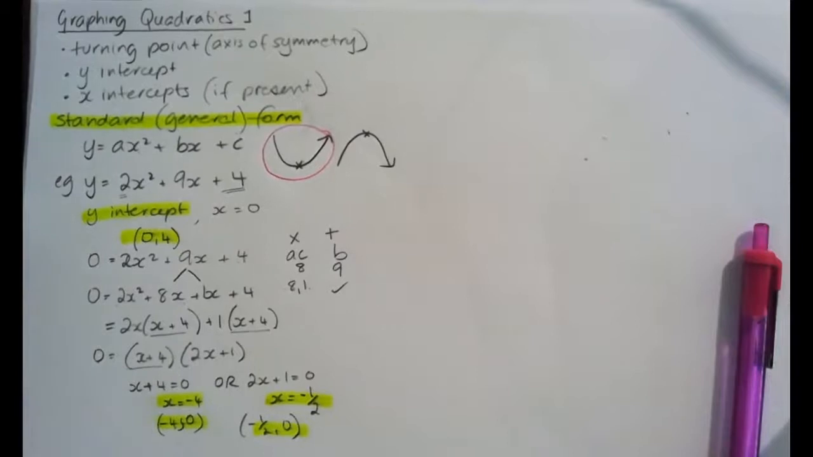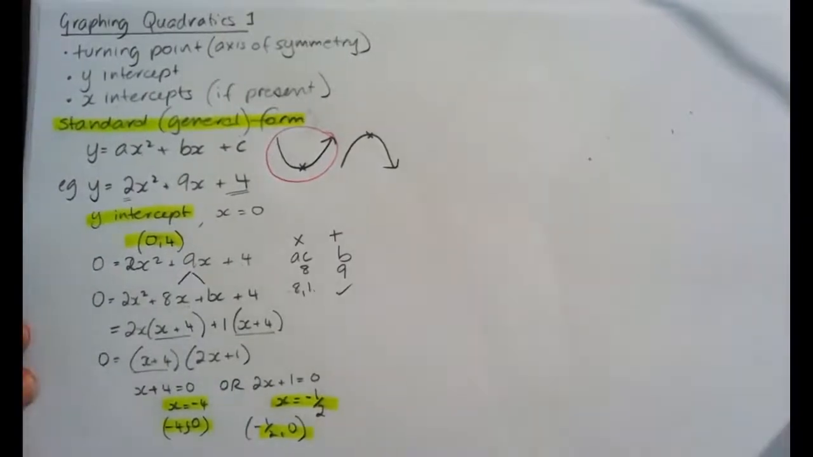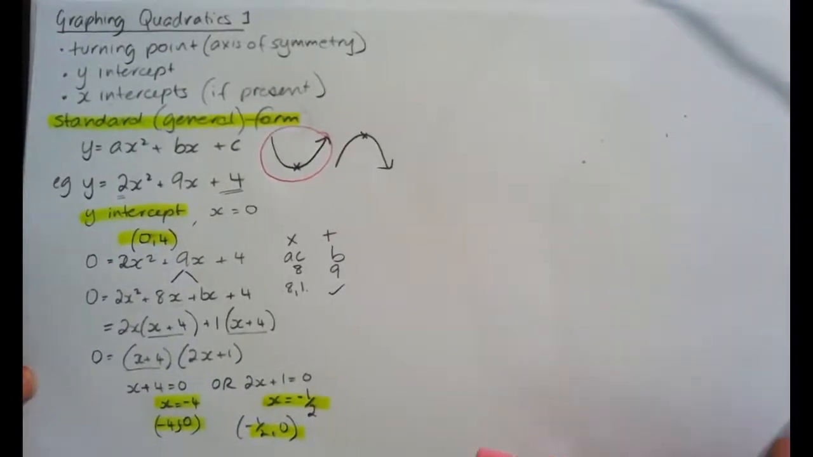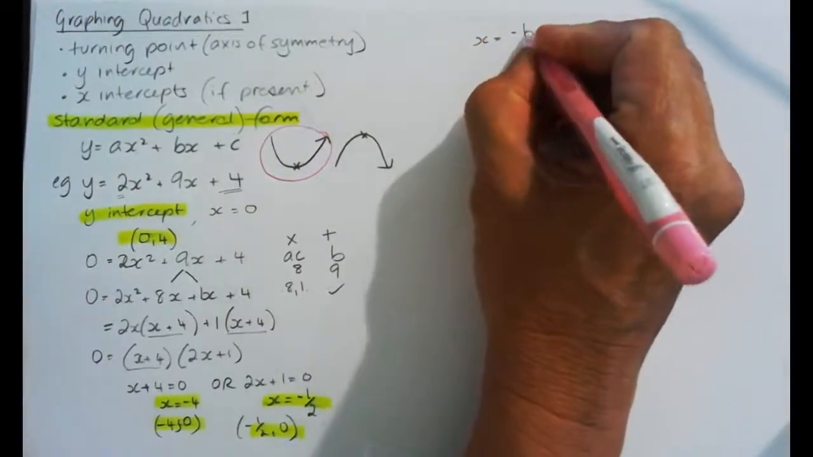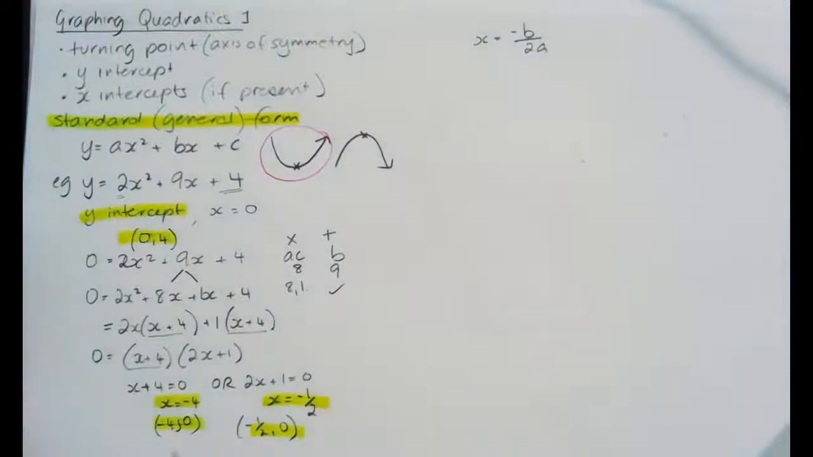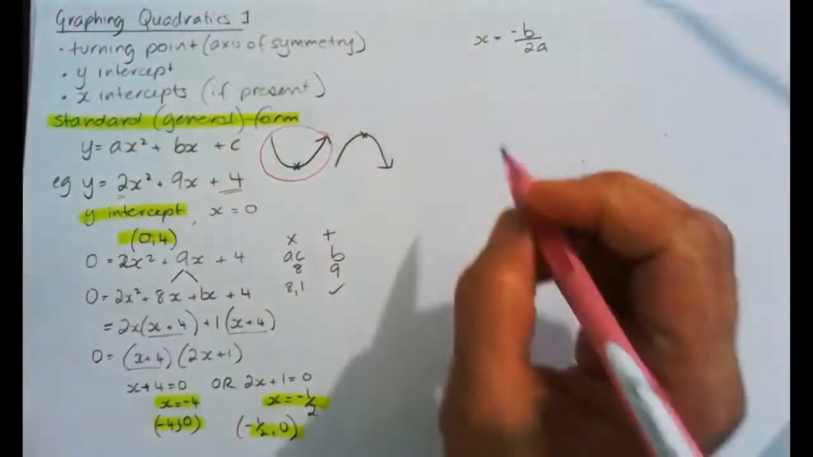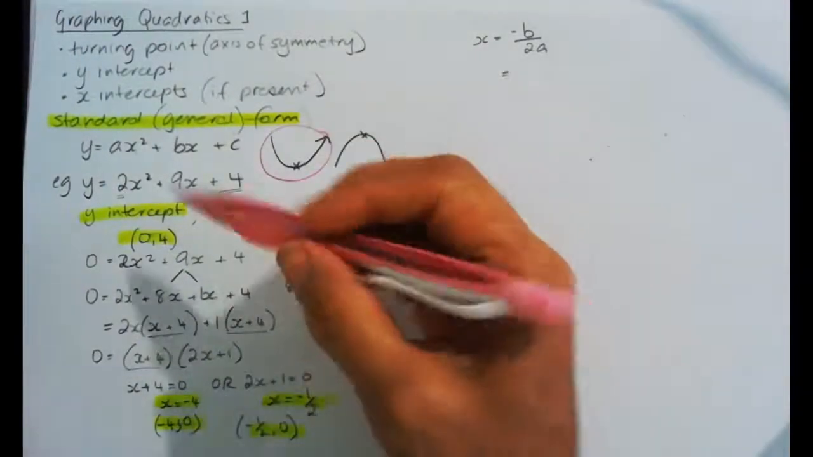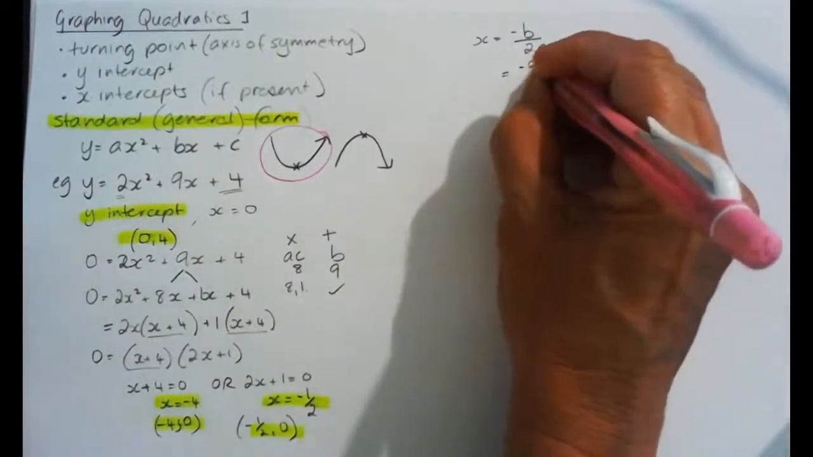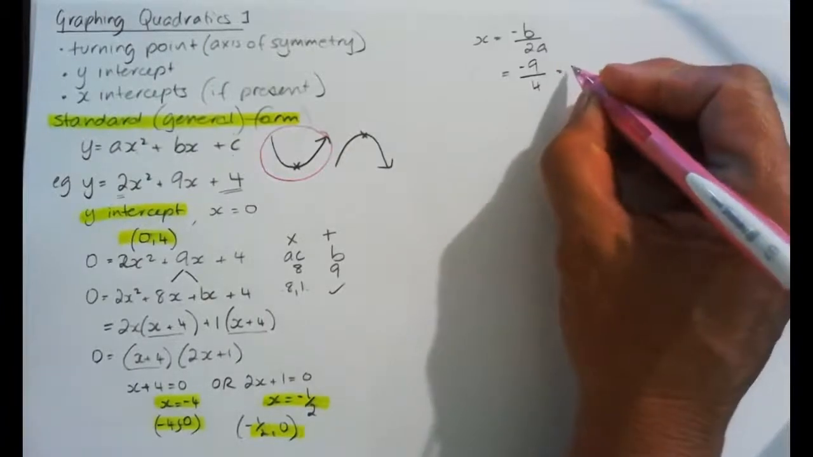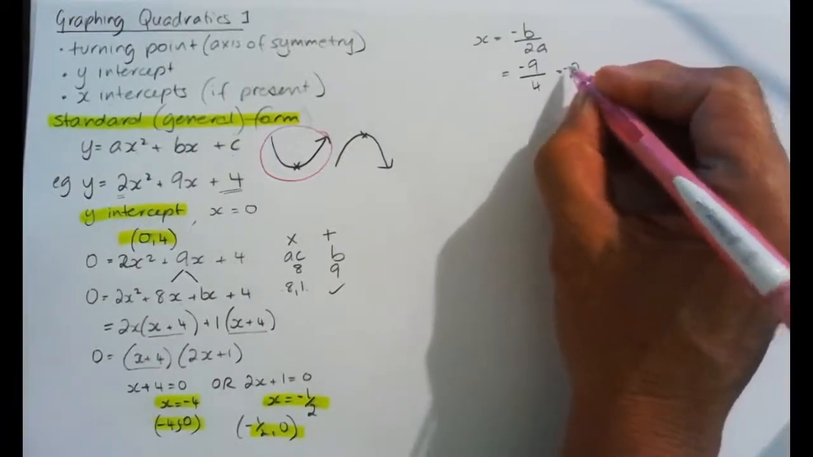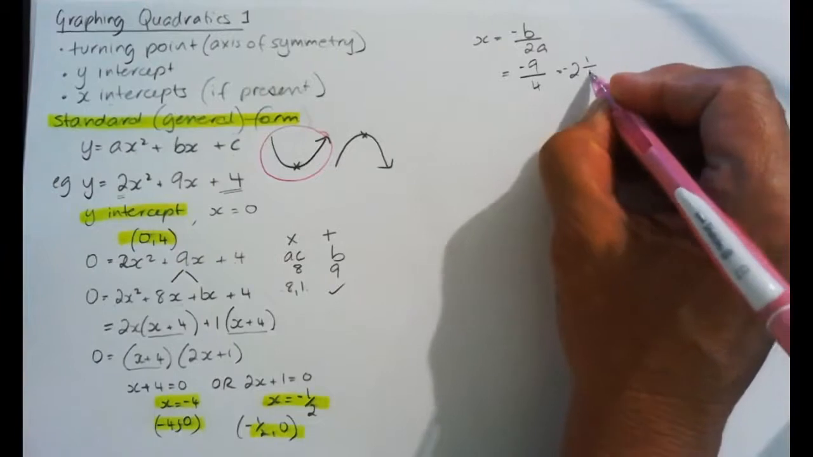Now to look for our turning point. So remember, our axis of symmetry is a vertical line, so it's just going to be x equals something. And this can be found by x equals negative b over 2a. Or it's going to be the midpoint between those two x-intercepts. So if b is 9, I've got negative 9 over 2 times 2, which is 4. So my turning point occurs at x equals negative 2 and 1/4.